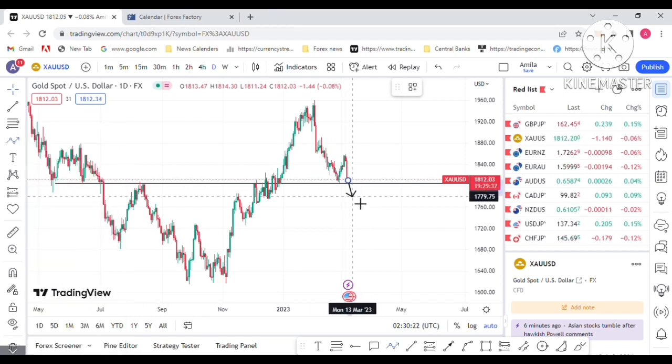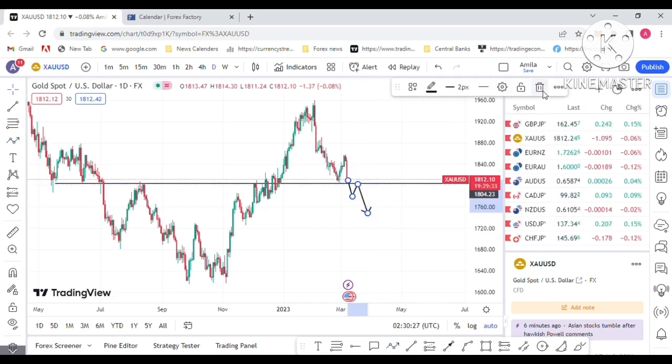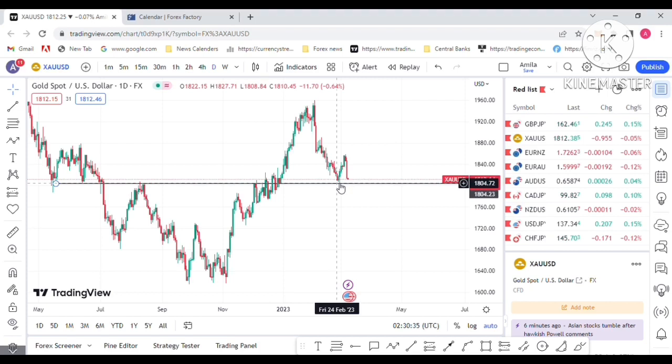If the non-farm payroll economic effect is positive for the US dollar, this line will be broken to the downside. That's the technical picture I have with the gold daily chart. So you can trade gold with non-farm payroll.